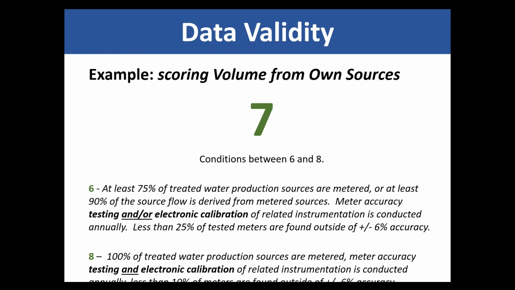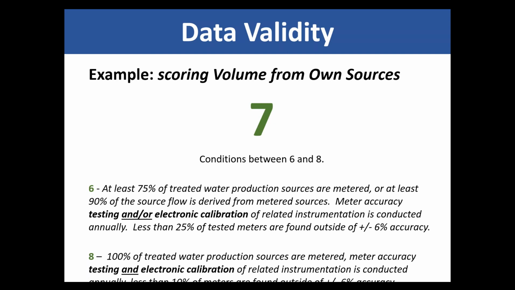So, for a score of 6, the definition is that at least 75% of treated water sources are metered. They meet that. They're at 100%. Meter accuracy testing and/or electronic calibration of related instrumentation is conducted annually. That "and/or" is helpful. They calibrate annually all of their meters. Sounds good. They satisfy the and/or criteria. Less than 25% of their meters fall outside of a band of plus or minus 6% inaccuracy. Their results have been in the 1% range recently. Looks good. They exceed the criteria for a score of 6.